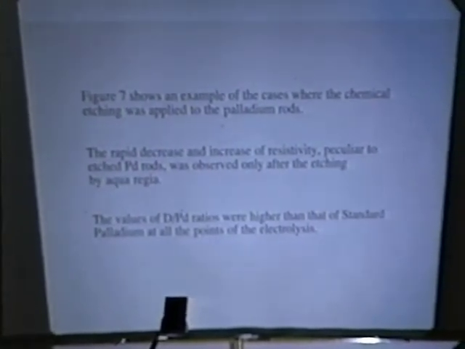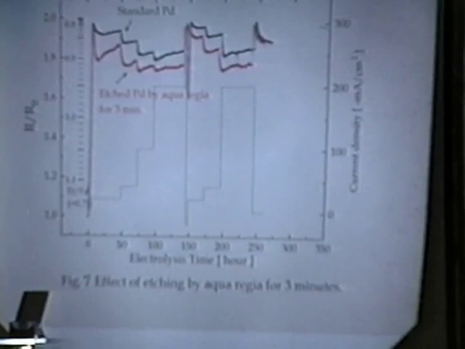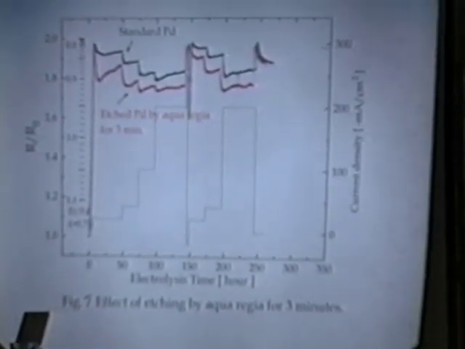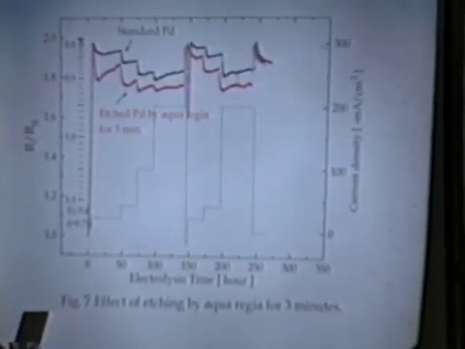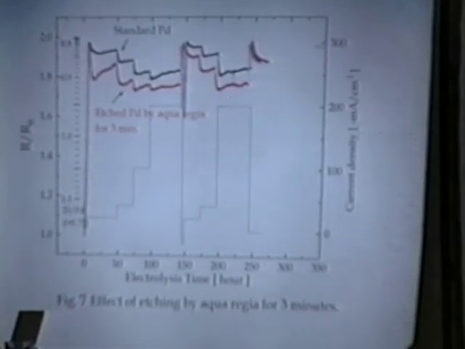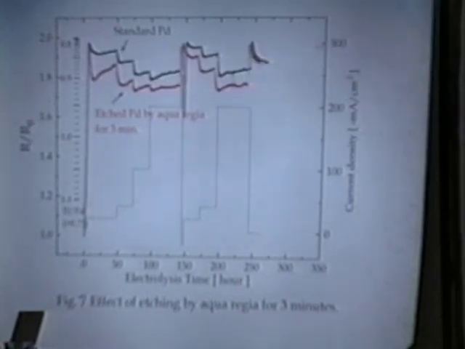after the first peak, a rapid decrease and increase of resistivity was observed. This is peculiar to the palladium cathode etched by aqua regia. At all points, the loading ratio of this etched palladium exceeds that of standard palladium.